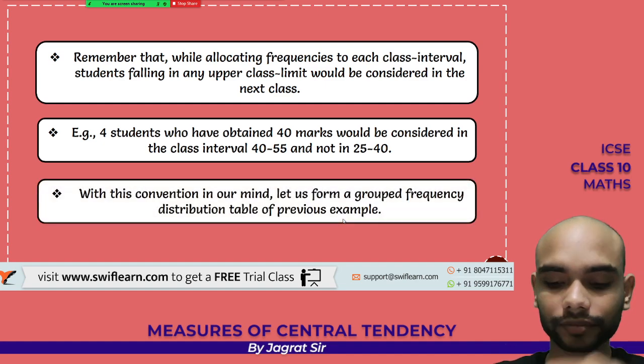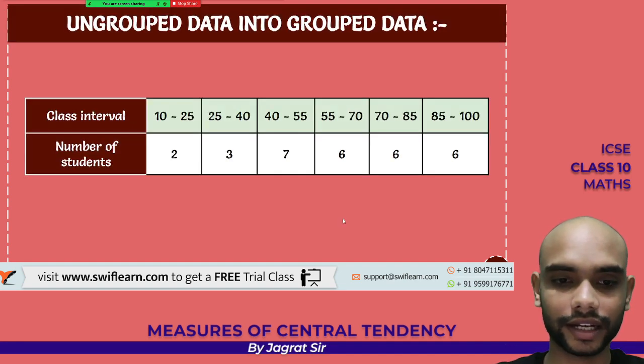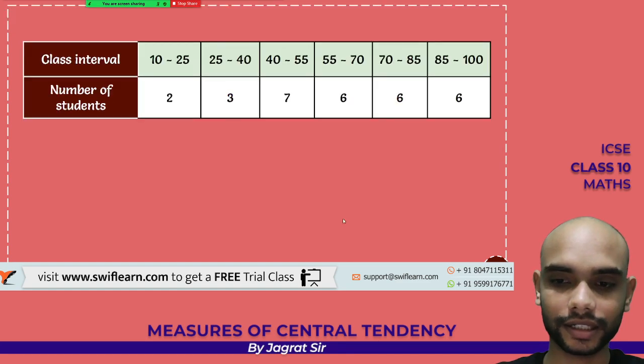Okay, so let's form the frequency table. ये आपकी frequency table है. 10 से 25 मार्क्स लाने वाले 2 स्टूडेंट हैं. 25 to 40 marks are scored by 3 students. 40 to 55 marks are scored by 7 students. 55 to 70 marks are scored by 6, and similarly so on.